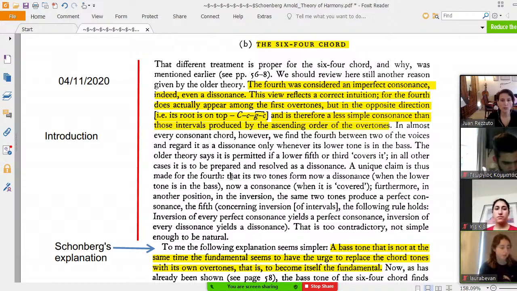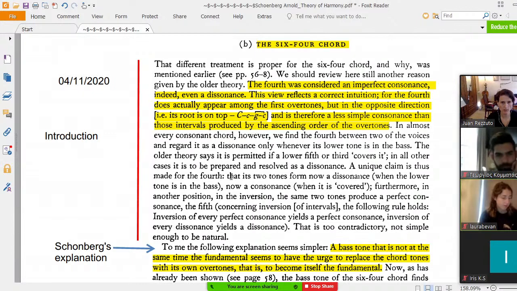In almost every consonant chord, however, we find a fourth between two of the voices and regard it as a dissonance only whenever its lower tone is in the bass. The older theory says it is permitted if a lower fifth or third covers it. In all other cases, it is to be prepared and resolved as a dissonance. A unique claim is thus made for the fourth: a two-tone form, now a dissonance when the lower tone is in the bass, now a consonance when it is covered. Furthermore, in another position, in the inversion, the same two tones produce a perfect consonant.